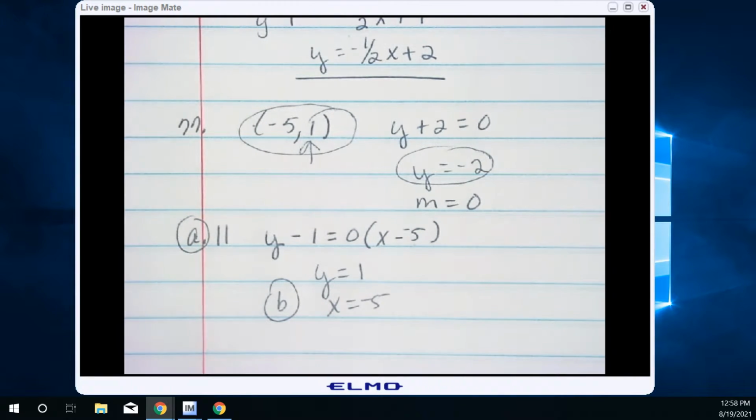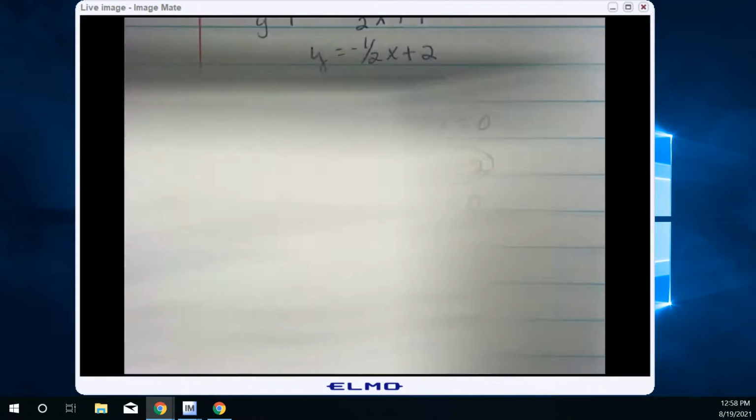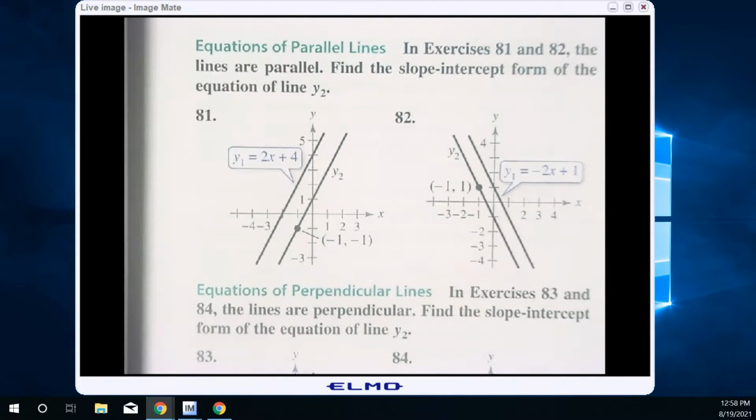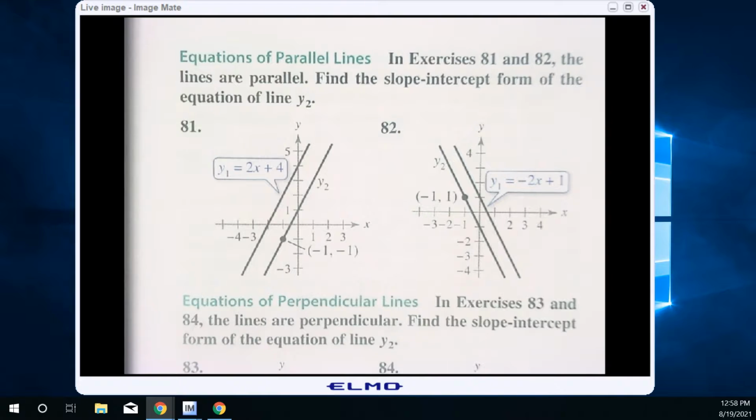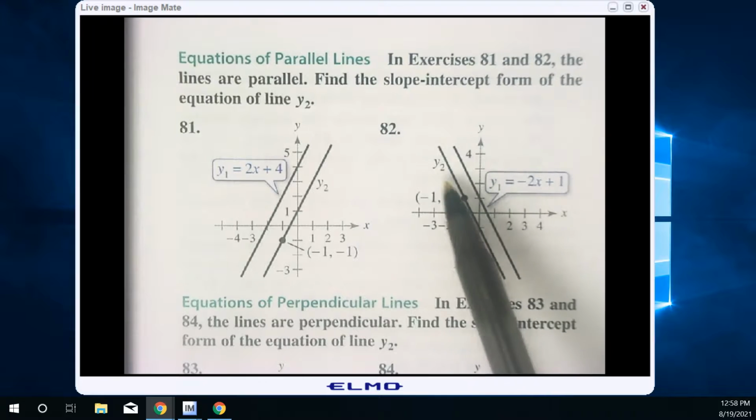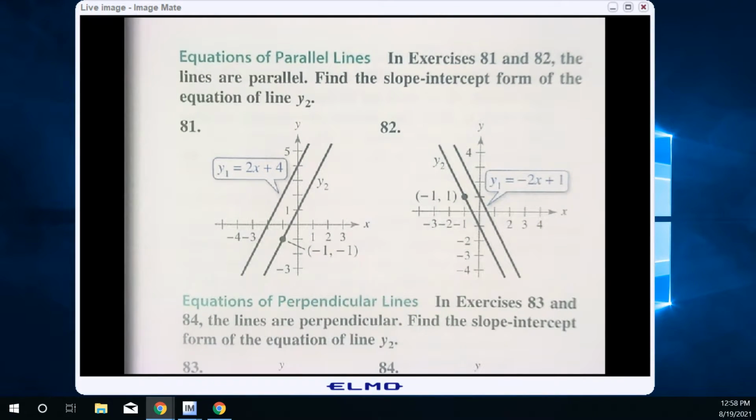All right. Then we're going to move over to 81 and 82. And 81 says, let's do 82 because 81 is a multiple of 3. In the exercise, the lines are parallel. Find the slope-intercept form of the equation of y2. So we're here at 82. This is y2. What is my slope? So y equals negative 2.